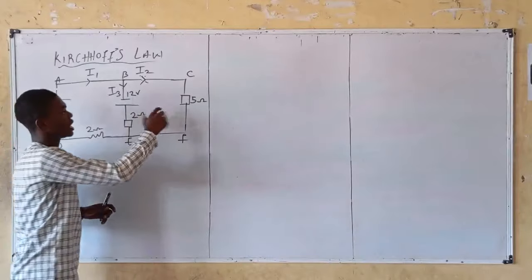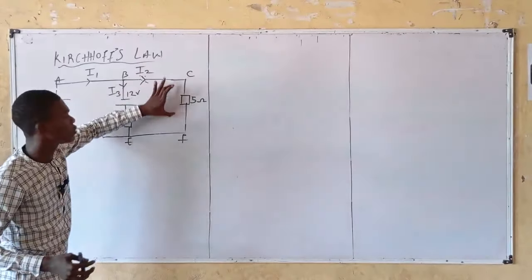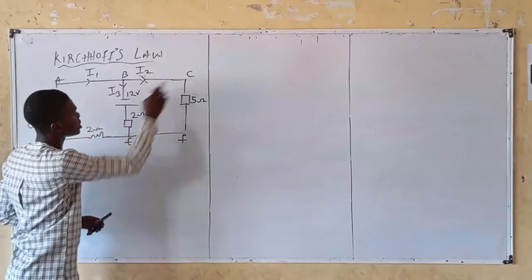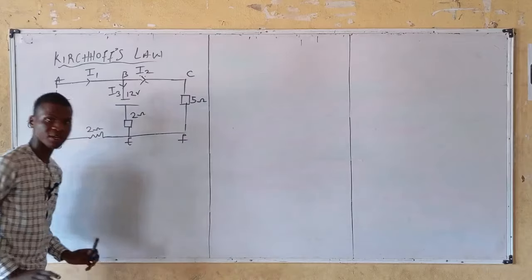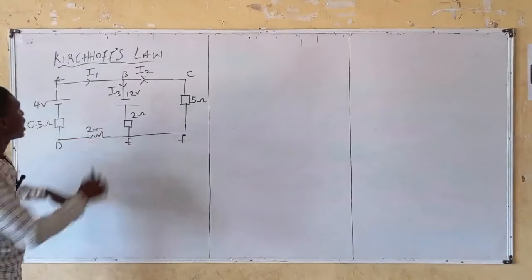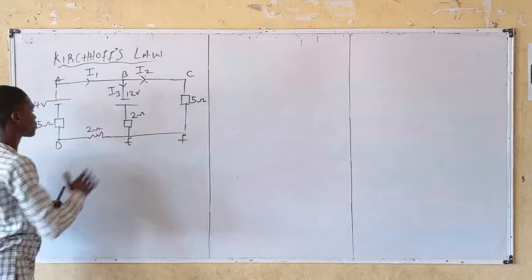The same idea applies. The current I2 is serving as the current for branch CF, since there is no circuit element in branch BC, neither branch EF. That's the first thing you need to understand. And for branch BE, I3 is serving for the current in branch BE.